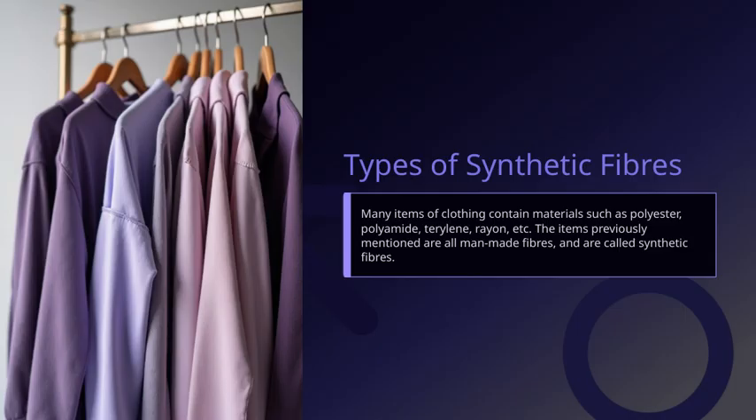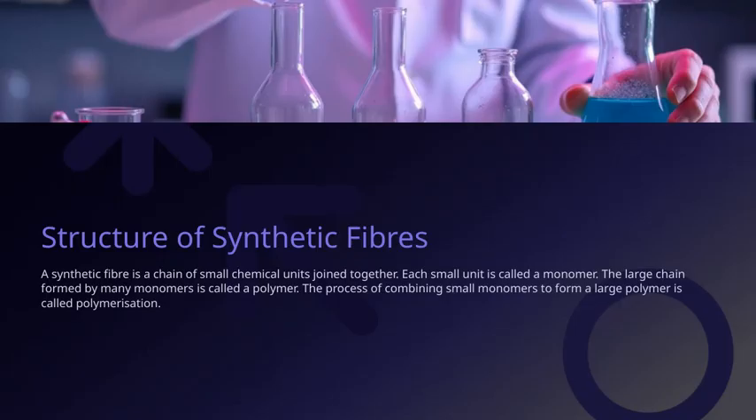Recognizing these fibers helps us understand how clothing is manufactured and the properties that make these fabrics popular. They often offer durability, elasticity, and resistance to wrinkles and shrinking. So, when you see these names on labels, remember they refer to synthetic fibers designed to improve our clothing and textile products. Let's take a closer look at the structure of synthetic fibers.